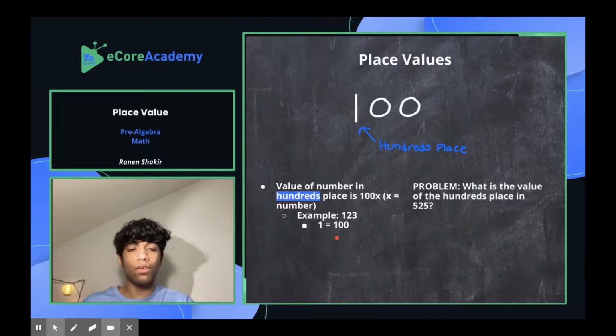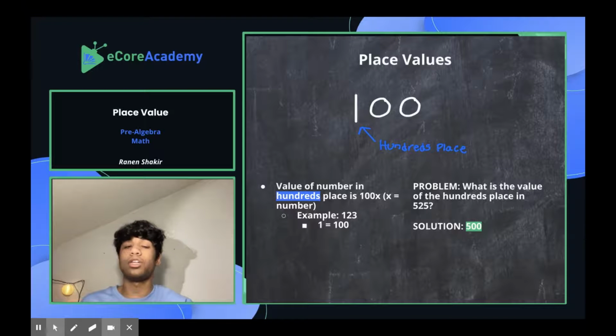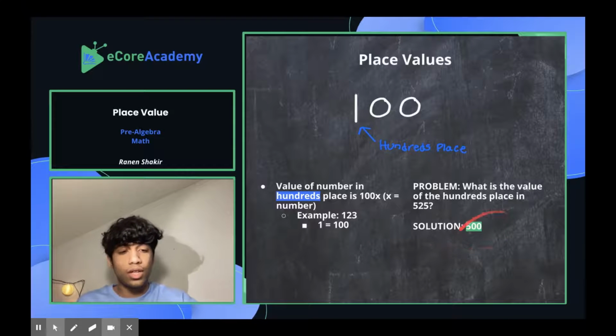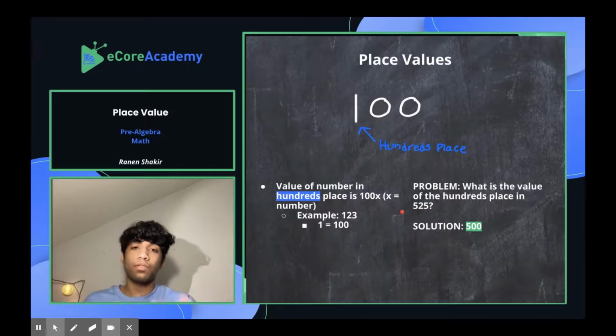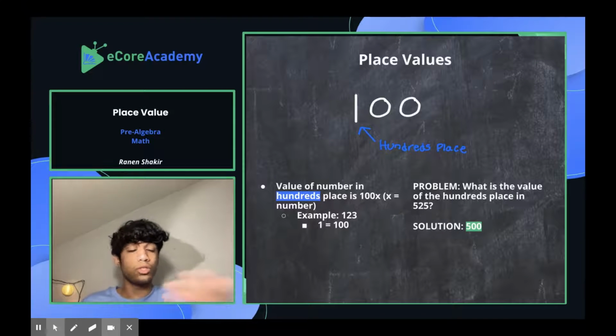So what is the value of the hundreds place in 525? The solution is 500, because you plug the 5 into 100x, 100 times 5 is 500, and that should also make sense. As we described before, the 5 is 500, the 2 is 20, and the 5 is 5. If you add 500 plus 20 plus 5, you get 525, which is your final number here anyway.